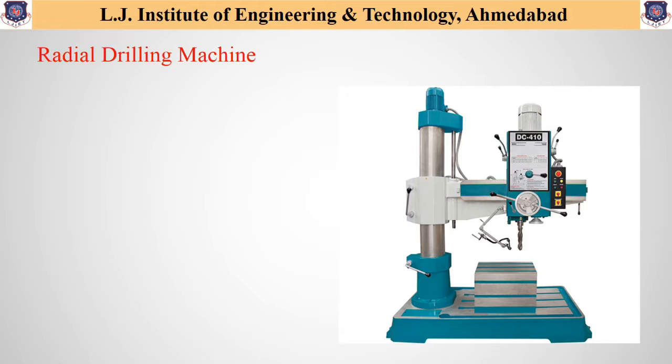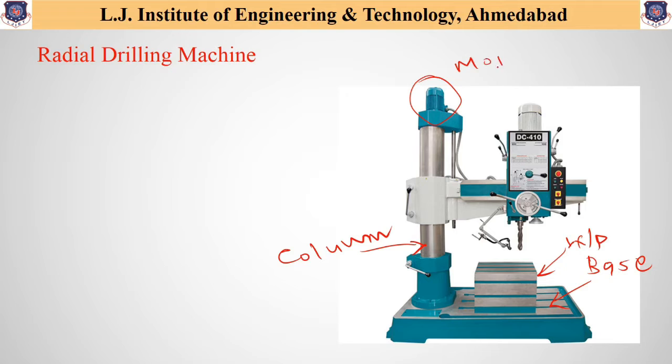So let us further summarize. This bottom portion, as we have discussed, is called as the base, above which workpiece is set. This vertical section is called as the column. Now on this column, at the top portion, motor is provided.